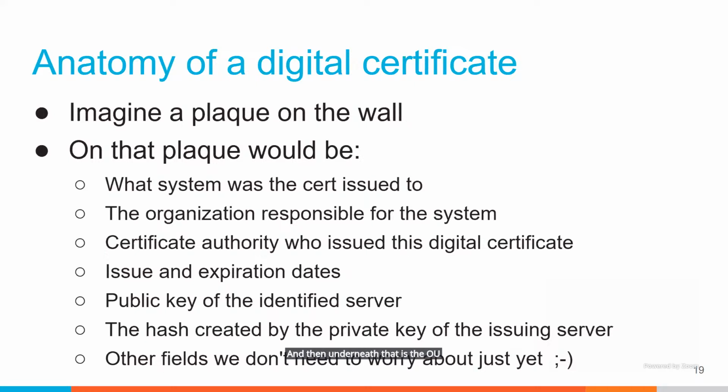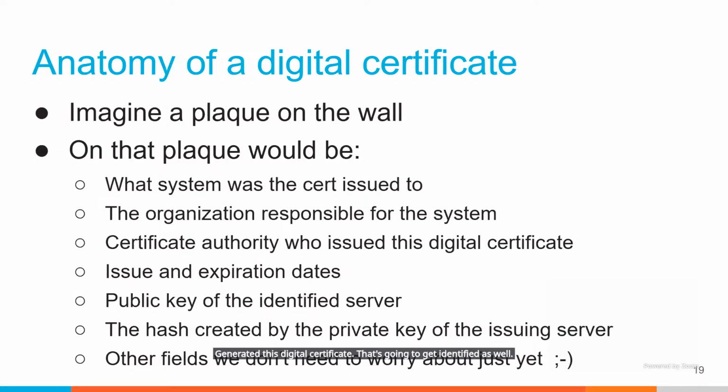Who is the organization behind that? Fubar Corp or whoever it happens to be. Where are they located? That type of information. So we have information that is specific to the organization that ultimately holds responsibility for that particular web server. Then next on that plaque on the wall is who issued this digital certificate. And not just the entity, but what server generated this digital certificate. That's going to get identified as well.